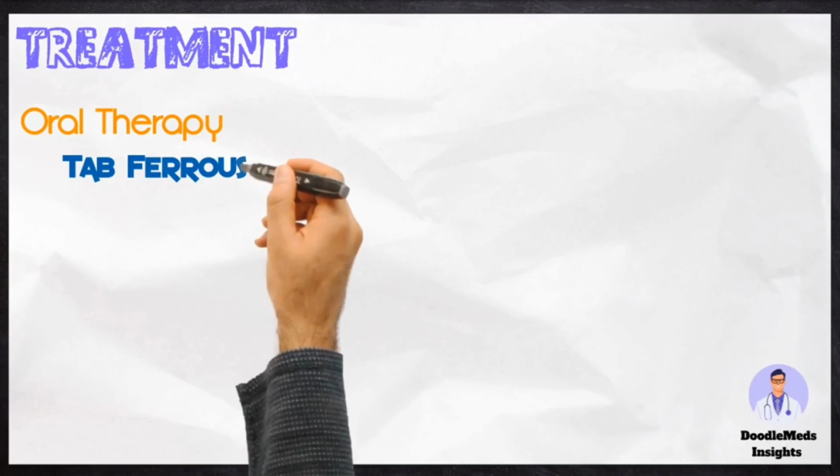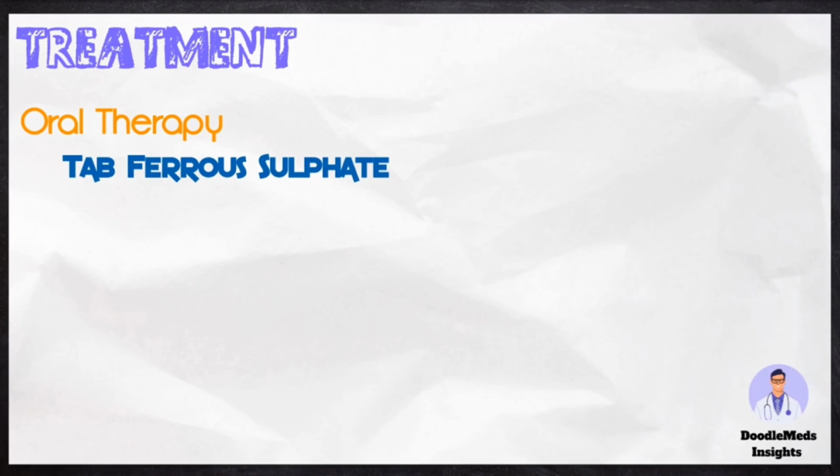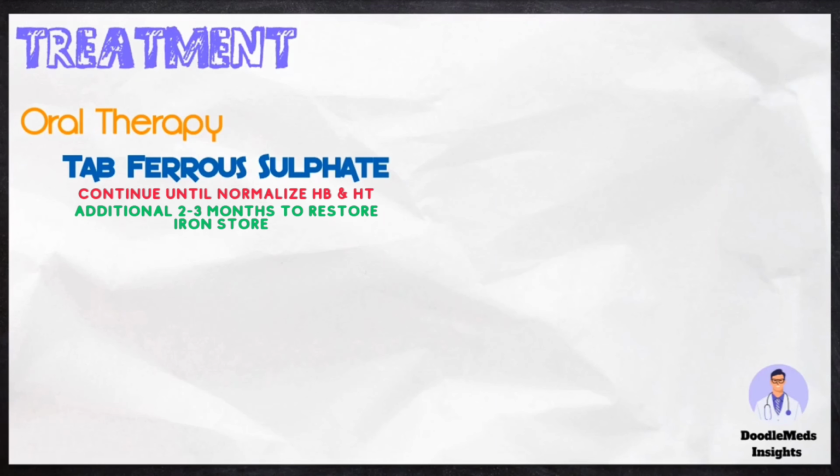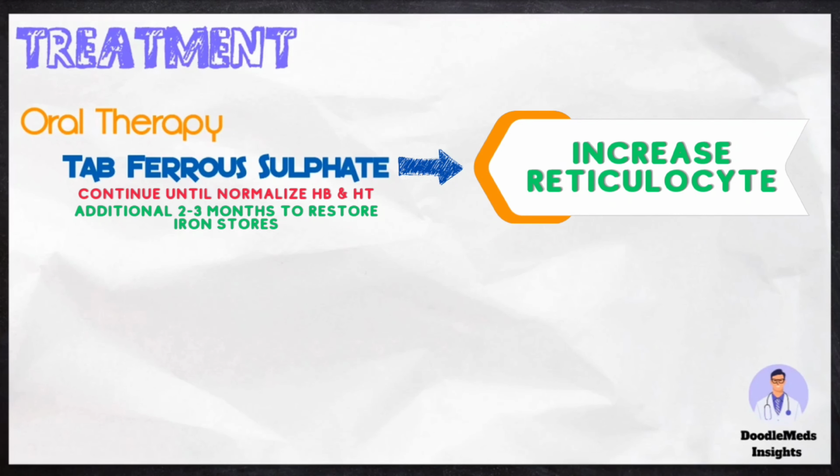Oral therapy with ferrous sulfate tablets is the most common method of therapy. Oral therapy should be continued until hemoglobin and hematocrit have normalized and an additional 2-3 months to restore iron stores. With replacement of iron, a brisk increase in reticulocytes will be seen 2 weeks into treatment.